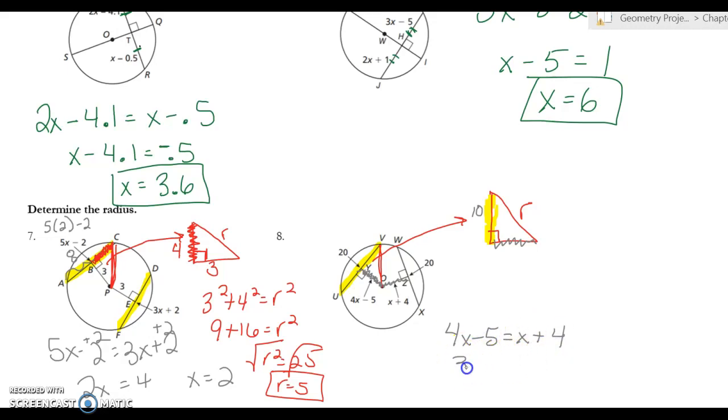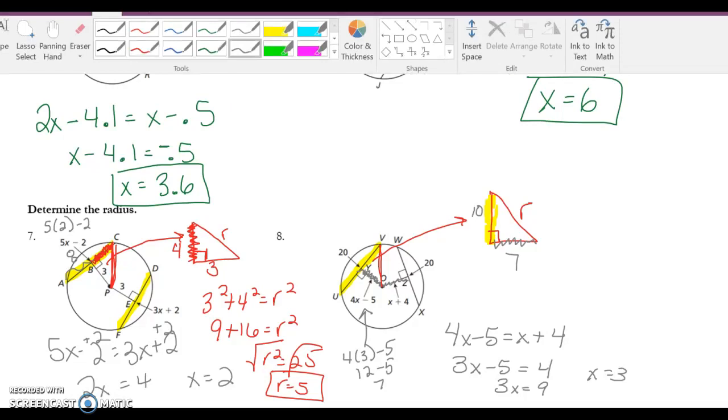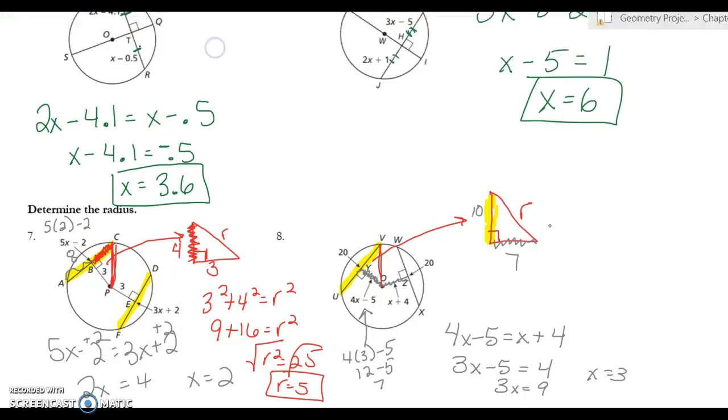So I'm going to subtract an x on both sides, and I'll get 3x minus 5 is 4. Add 5 on both sides and get 3x is 9. So x is 3. Oops, I don't know why I circled that in. I don't want to circle that. So now I'm going to plug that in here. So 4 times 3 minus 5. Well, that's 12 minus 5, which is 7. So this is 7. So a lot of work just to be able to set up a problem to do Pythagorean Theorem, which is now more work.